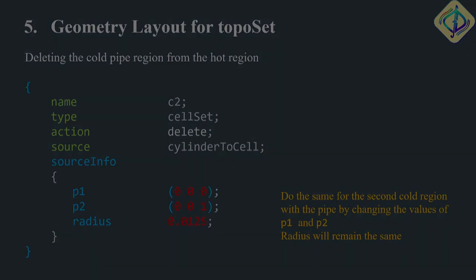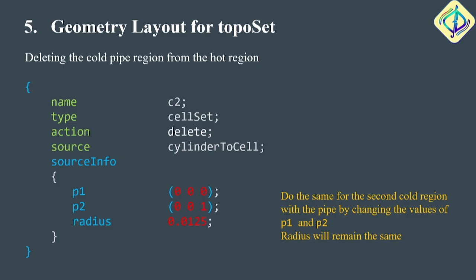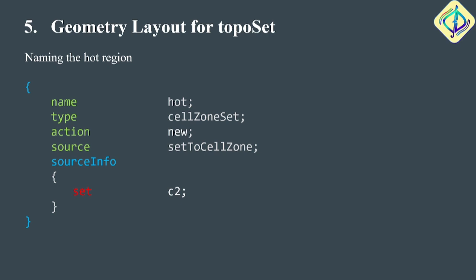So now we have specified that. So again, you can do this for the second cold region and the cold pipe region. So you can do the exact same thing for that as well. You just have to change the values of P1, P2. The radius remains the same, and all of the other parameters also remain the same. Okay. Now, once you've done defining the cold region, the cold pipe region, the hot region, and then you're deleting all the cold regions that you have specified within that hot region. Okay. So now you will name that hot region. So over here we want to name it as hot.